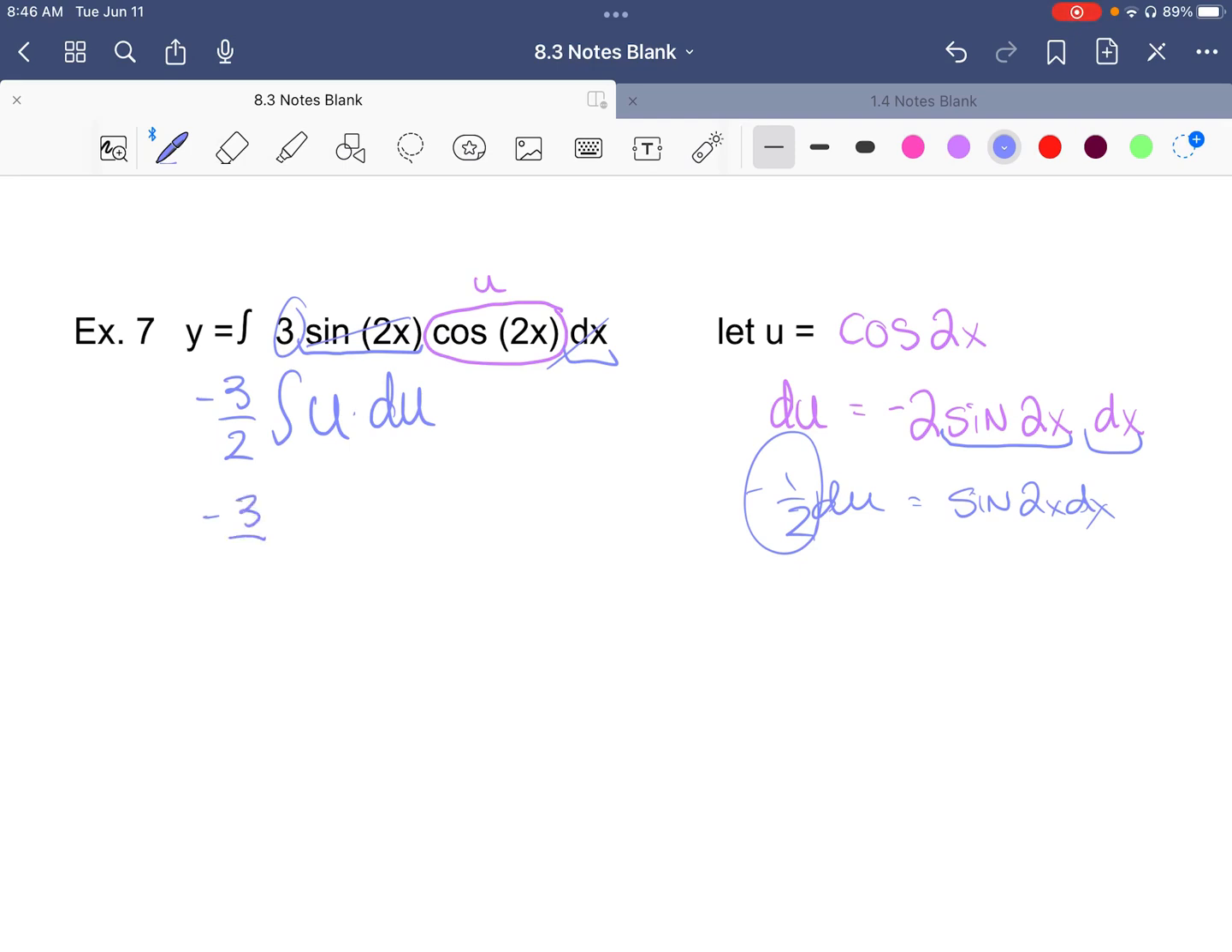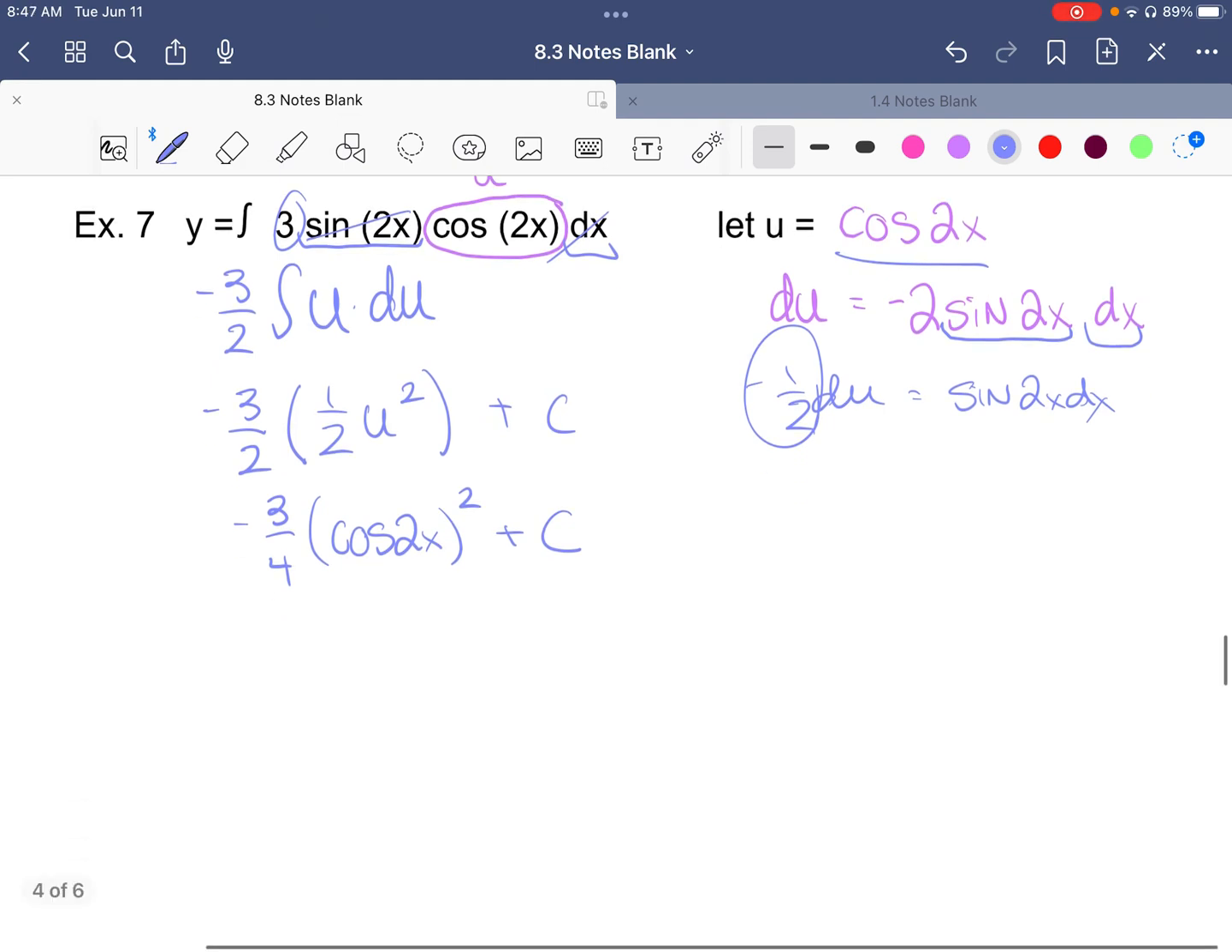Integral of u is 1/2 u squared plus c. Our u was really cosine 2x, so negative 3/4 cos of 2x squared plus c, which you could also write your cos of 2x squared as cos squared 2x. That's the same thing. Pick your favorite look. They're the same, as I said.